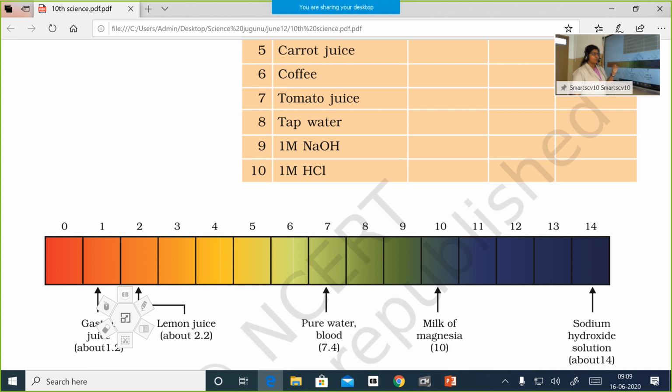You have to cut a small portion of the pH paper and place it on a white tile. This is for clearly noting the color change that the pH paper brings in the presence of the solution. So what should you do first? Place a white tile. That's for seeing clearly what color change the pH paper is bringing.